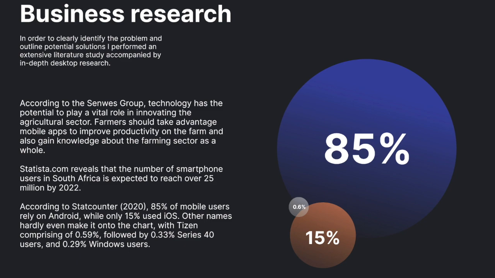Statista reveals that the number of smartphone users in South Africa is expected to reach over 25 million by 2022. According to StatCounter, 85% of mobile users rely on Android, while only 15% of users use iOS operating systems. Other names hardly even make it onto the chart.